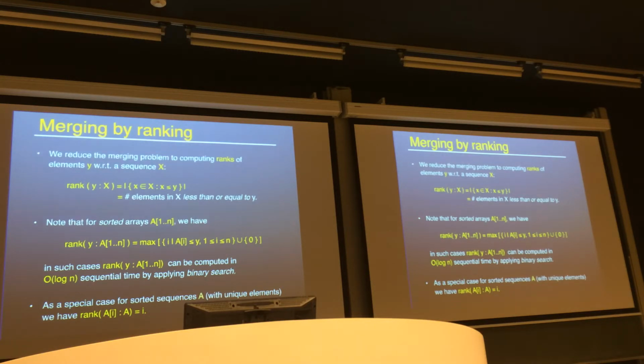Suppose now we go even further by considering special cases. Suppose now that y itself is occurring in A. So suppose that we would like to find the rank of A_i in A. Well, that's very trivial. You simply return its index position. According to this definition, the rank of A_i in A is the largest index such that A_i is less than or equal to A_i, and that should be equal to i itself. If, of course, we assume that we have unique elements in A. We should be careful, of course.